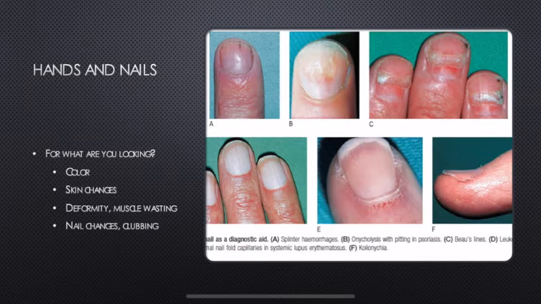If they have a loss of androgen, maybe they can't produce hormones normally, they might have smooth hands and very hairless, no hair on the hands. The deformities, I already showed you Dupuytren's contracture. You also might notice muscle wasting, where it looks like there are ridges and valleys in between the bones of the hand. That could be from malnutrition or a neurologic problem preventing them from maintaining muscle bulk and tone in their hands.